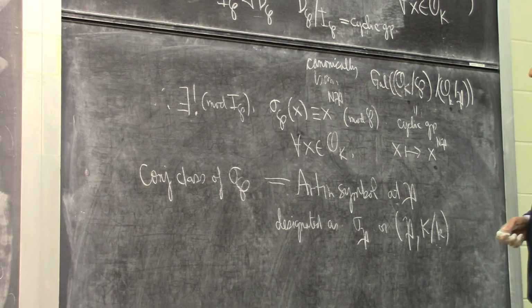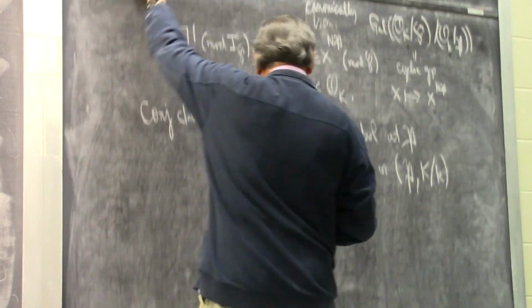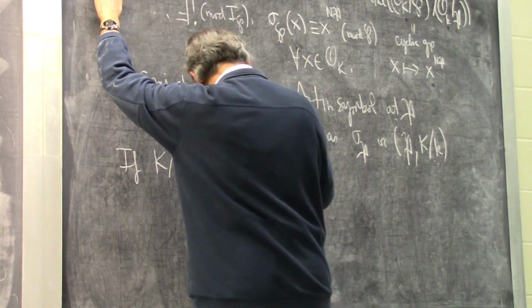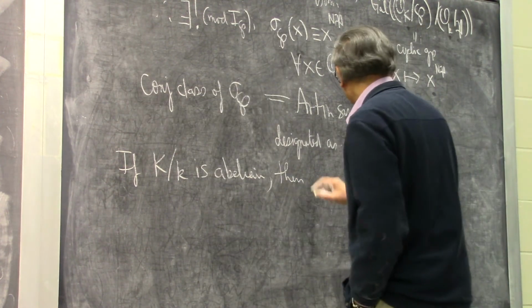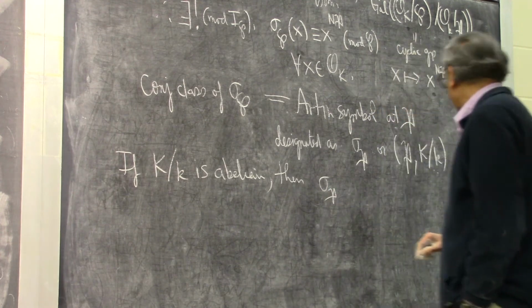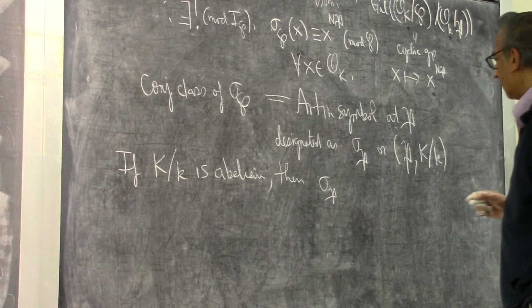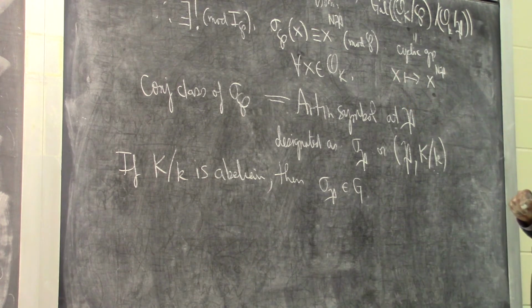Now, if the field extension is abelian, so let's keep that marking, if capital K over little k is abelian, then sigma P, the Artin symbol, was well defined up to inertia, so let's not worry about those ramified prime ideals. Sigma P is actually an element of the group. So we have a well-defined group element for every prime ideal P.